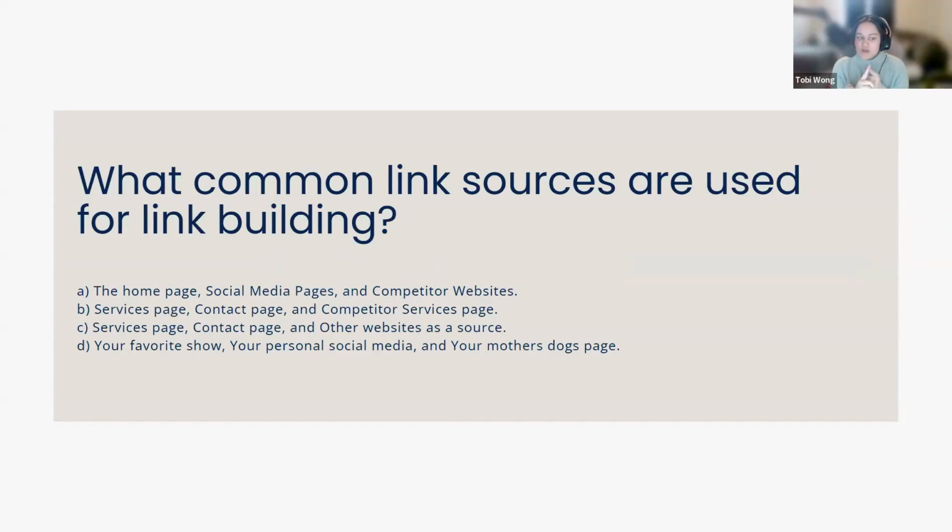The first question is, what common link sources are used for link building? Is it A, the homepage, social media pages, and competitor websites? B, services page, contact page, and competitor services page? C, services page, contact page, and other websites as a source? Or D, your favorite show, your personal social media, and your mother's dog's page? I'm going to ask Alex, what do you think it is? I believe it is C.